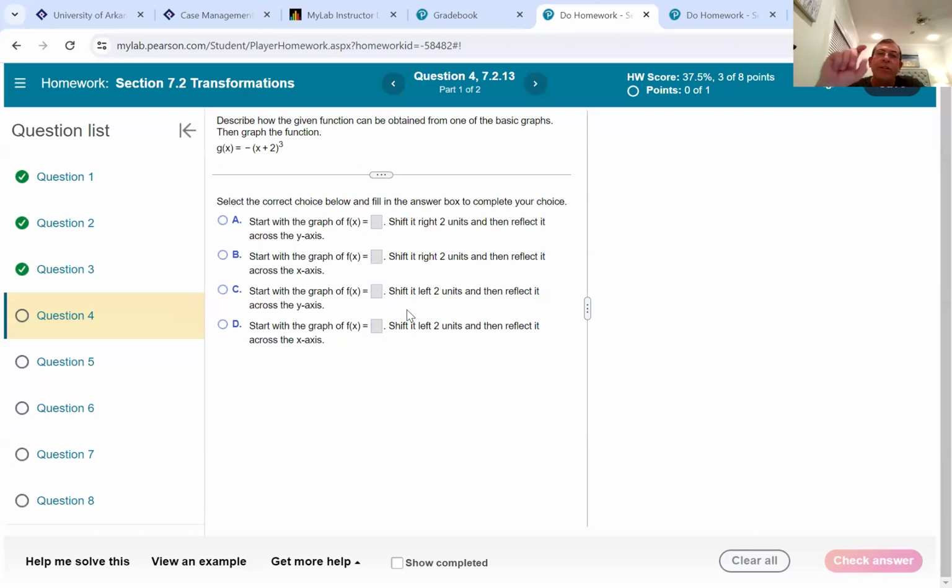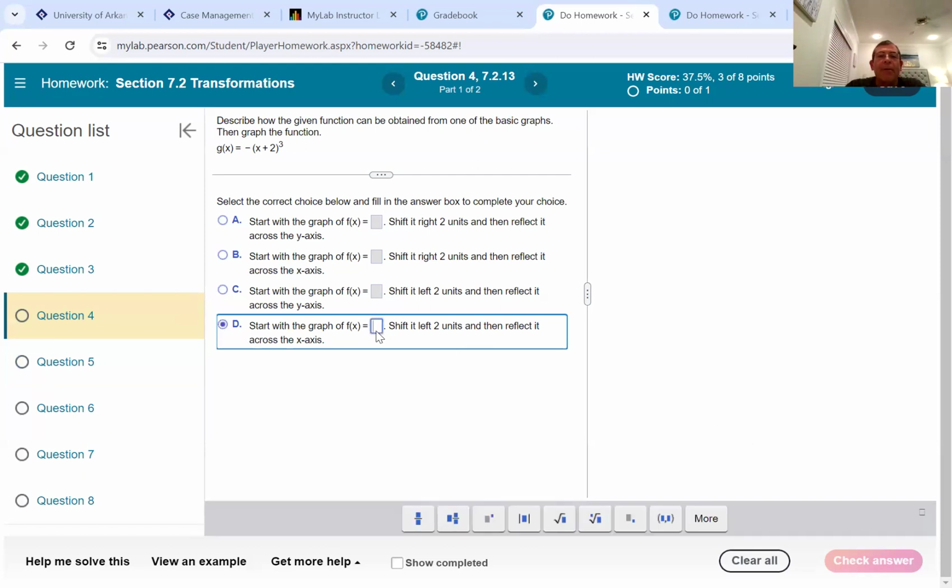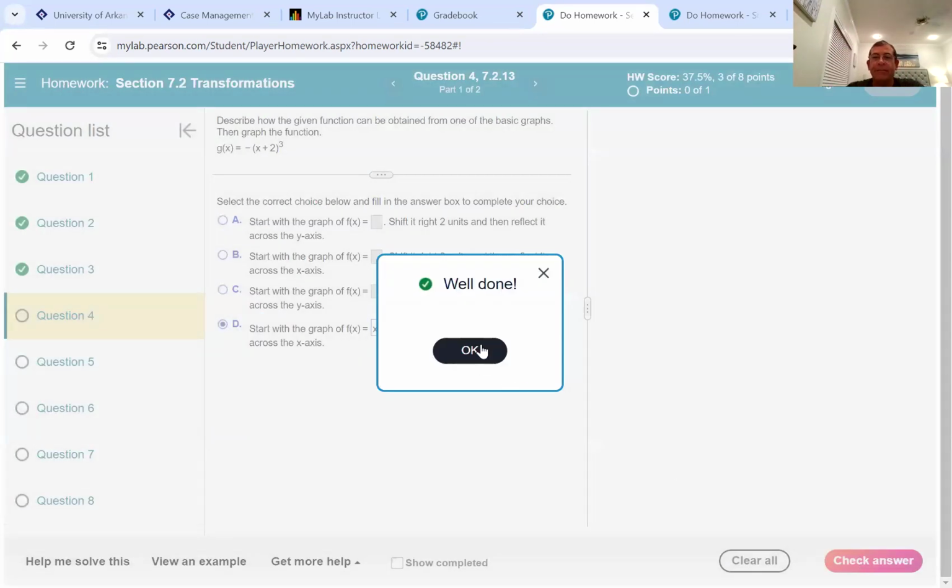we went 2 units left because of the positive 2. We reflected over the x because of the negative in front. So y'all would check that. Now, the basic graph I start with, well, I see an exponent 3 out there. So that means this would be a x to the third. And then we check that answer.